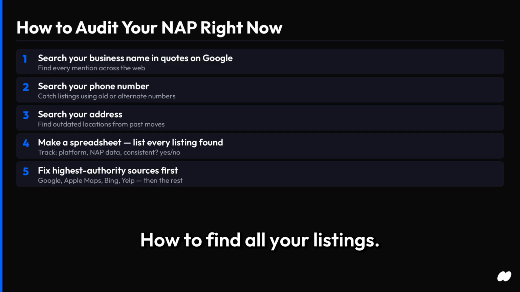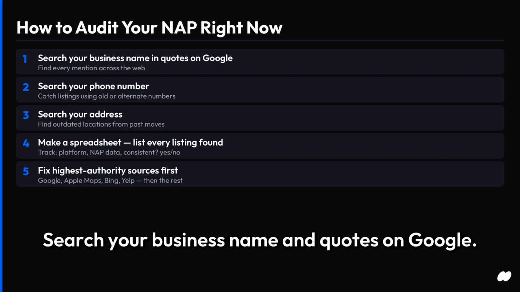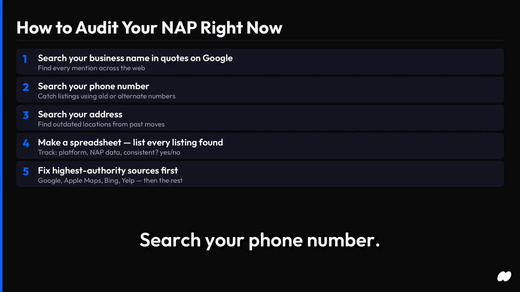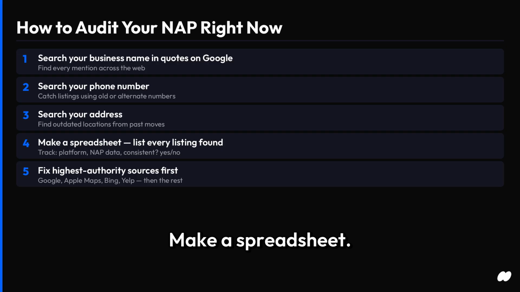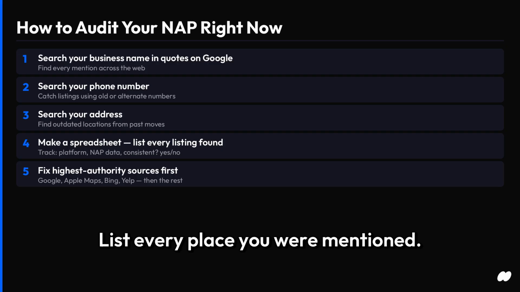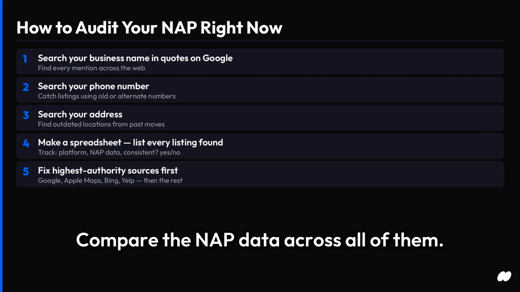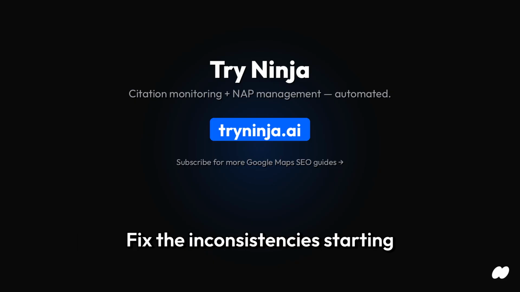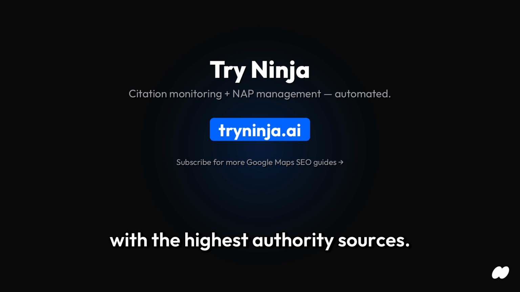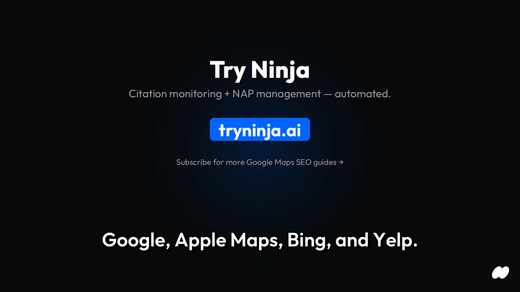How to find all your listings. Search your business name in quotes on Google. Search your phone number. Search your address. Look at every result that mentions your business. Make a spreadsheet. List every place you're mentioned. Compare the NAP data across all of them. Fix the inconsistencies, starting with the highest authority sources: Google, Apple Maps, Bing, and Yelp.